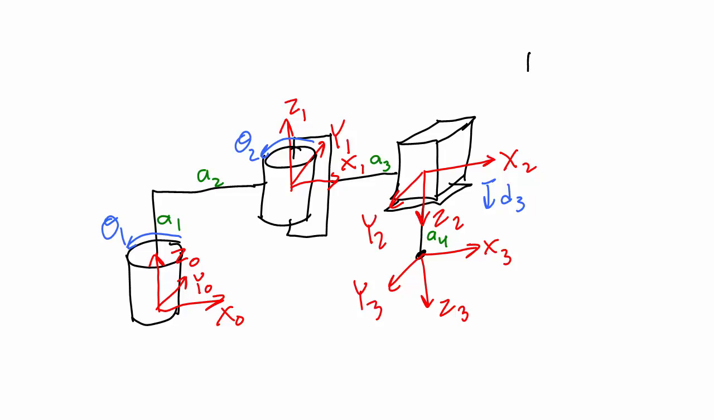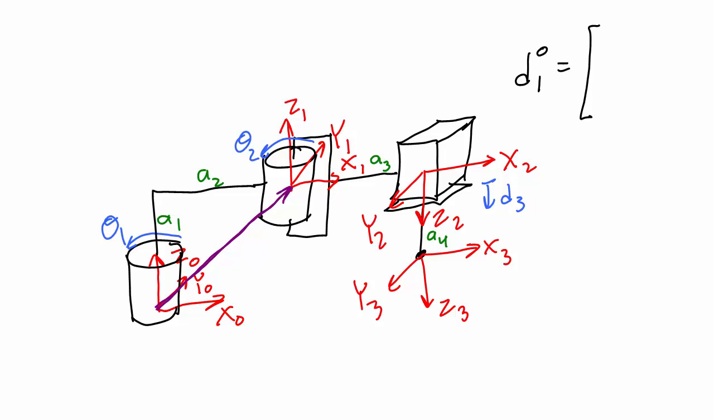Now, let's start by finding the displacement from frame 0 to frame 1. The displacement between frame 0 and frame 1 is this vector right here. Remember that when I write that vector, I have to write it so that what I write will be true no matter what the value is for the joint variable theta 1. Right now, it looks like the displacement from frame 0 to frame 1 is equal to A1 in the z direction and A2 in the x direction.